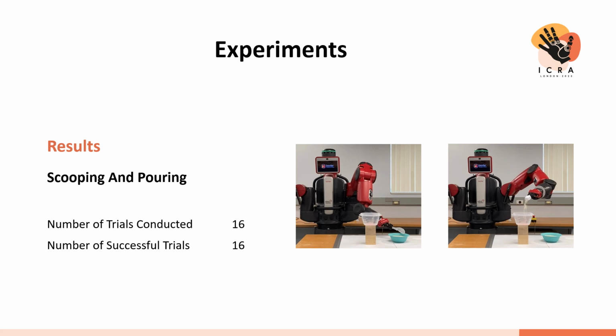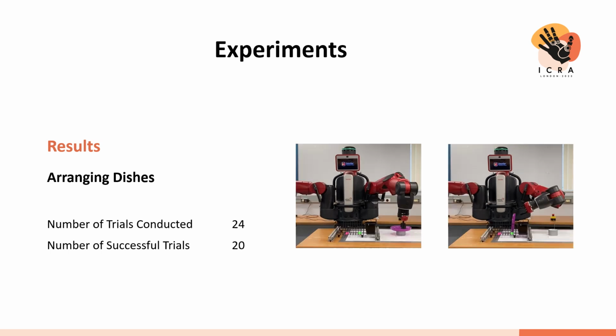For the scooping and pouring task, we conducted a total of 16 trials by varying the pose of both the bowls. The task was executed successfully for all the trials. For the arranging dishes task, we conducted a total of 24 trials by varying the pose of the plate, the pose of the dish rack, and the slot in the dish rack into which the plate is placed. 20 of the conducted 24 trials were successful. The failures were due to the joint accuracy limits of the robot, as the robot placed the plate in the neighboring slots instead of the intended one.